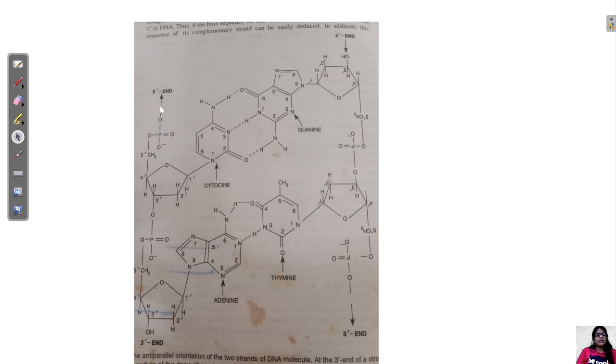Okay, see, this is the 5' end of the phosphate group and this is the 3' end. And this is the OH at the 3' end of the ribose sugar. This forms the phosphodiester linkages. So the sugar and phosphate backbone is mainly the 3' end of the ribose sugar with the 5' end of the phosphate group. Okay, see, this is the linkage. They are in anti-parallel direction.